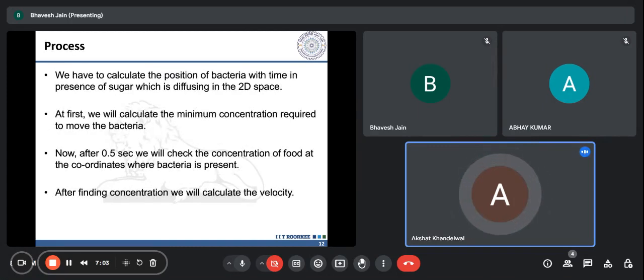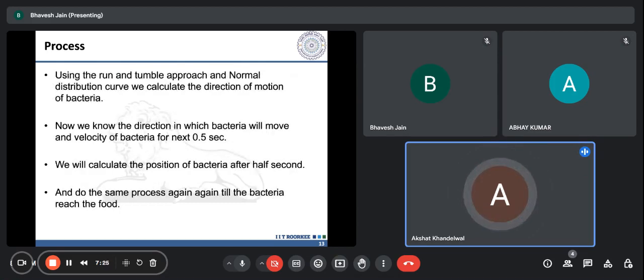Now, let's discuss the process of how we calculate the position of bacteria with time. At first, we will calculate the minimum concentration required to move the bacteria. Now, after 0.5 second, we will check the concentration of food at the coordinate where the bacteria is present. After finding the concentration, we will calculate the velocity of bacteria for that 0.5 seconds. Using the run and tumble approach and normal distribution curve, we will calculate the direction of bacteria. Now we know the direction in which the bacteria will move and the velocity of bacteria for the next 0.5 second. We will calculate the position of bacteria after half a second and do the same process again and again till the bacteria reaches the food.